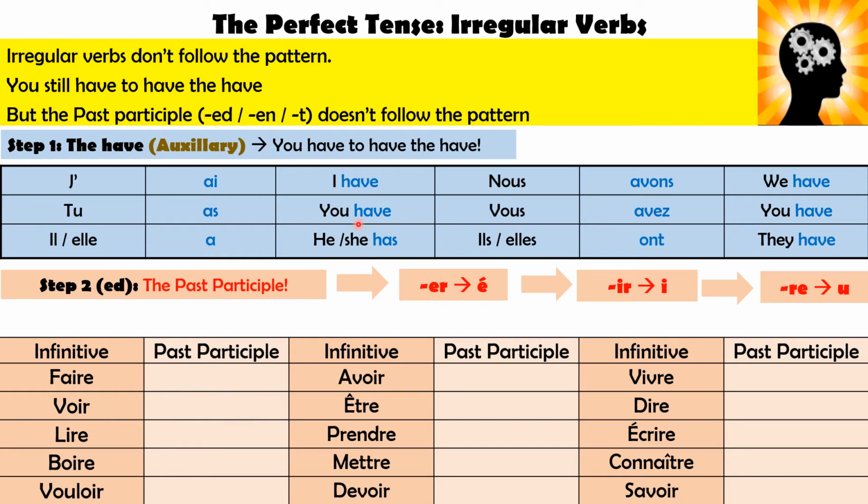Now to help you learn this, there's a nice little rhyme for our first 5. So faire, voir, lire, boire and vouloir changes to fait, vu, lu, bu, voulu. Fait, vu, lu, bu, voulu.